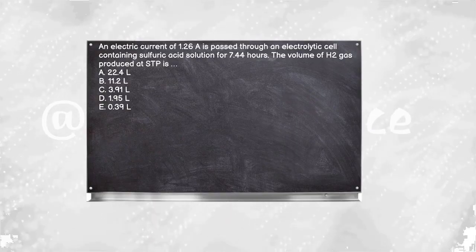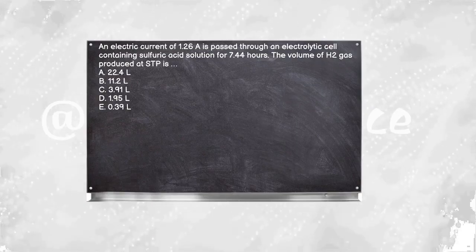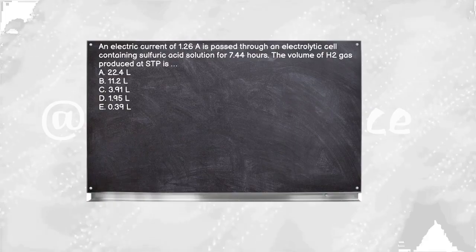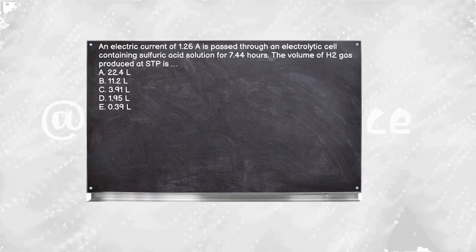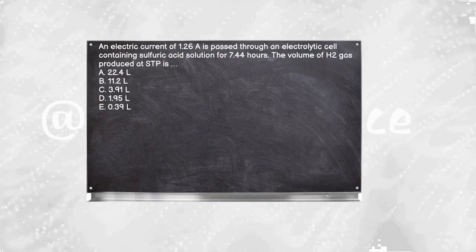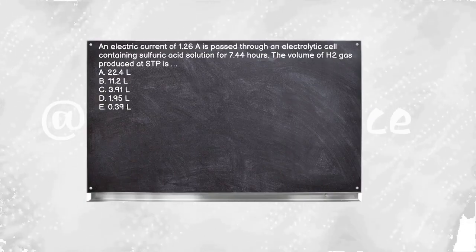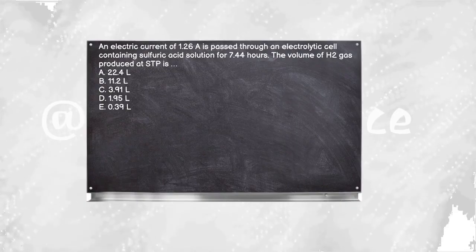An electric current of 1.6 ampere is passed through an electrolytic cell containing sulfuric acid solution for 7.44 hours. Now, we are asked to calculate the volume of hydrogen gas produced at STP.